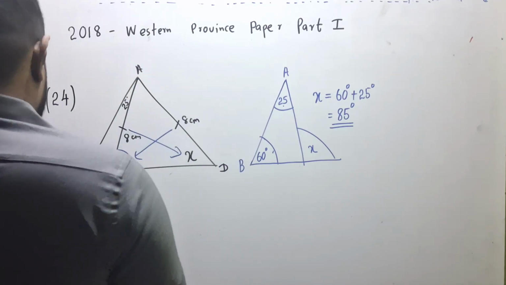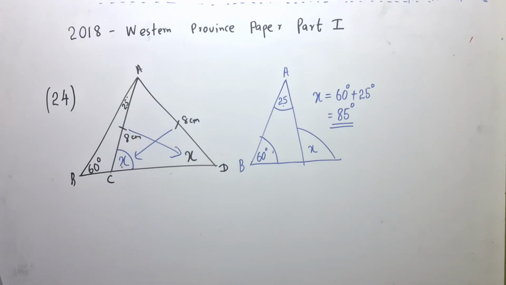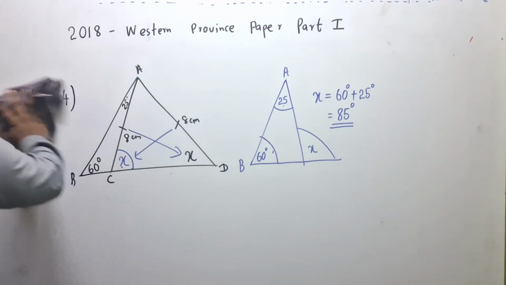Final question of the first part A. Solve 3 over 2x equals 5.